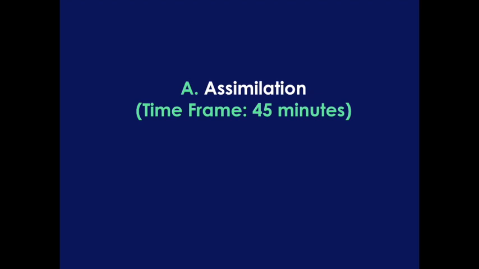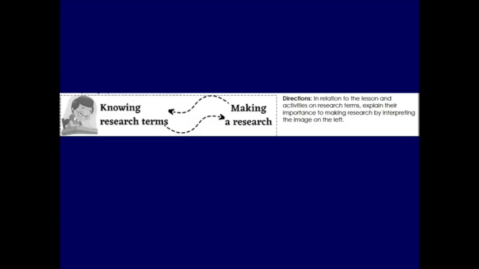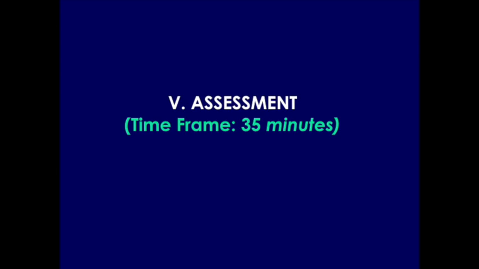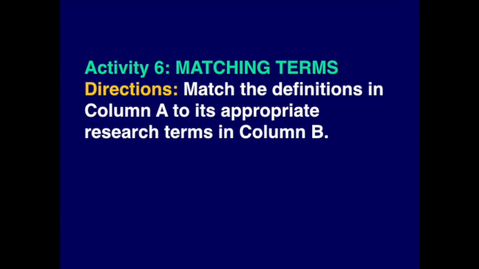A. Assimilation, 45 minutes. Knowing research terms. Making research. Directions: in relation to the lesson and activities on research terms, explain their importance to making research by interpreting the image on the left. And assessment, 35 minutes. Activity 6, matching terms. Directions: match the definitions in column A to its appropriate research terms in column B.